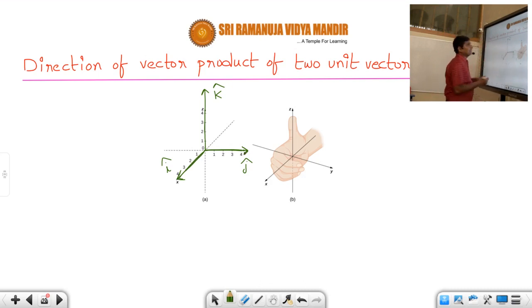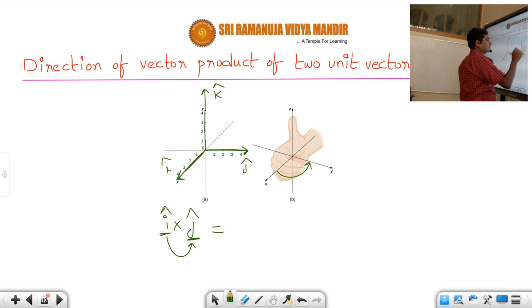Now suppose you want to calculate A cross B, students, or let us directly take the two unit vectors. Let us say I want the value of i bar cross j bar. That means i bar is which side, students? Along the positive x-axis. So first you place your right hand along the x-axis, and now we have to curl our fingers towards which side, students? Positive y-axis. So therefore it is being curled. So our thumb is which side, students? Z-axis. So what is the unit vector along the z-axis?